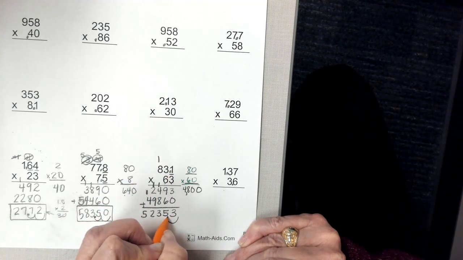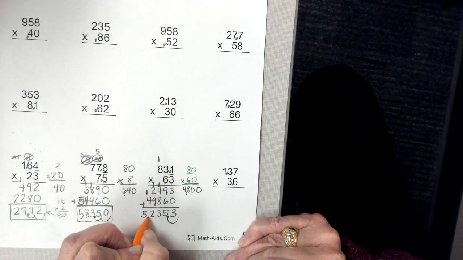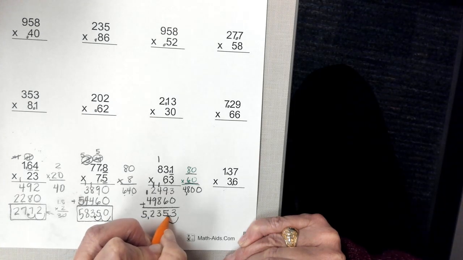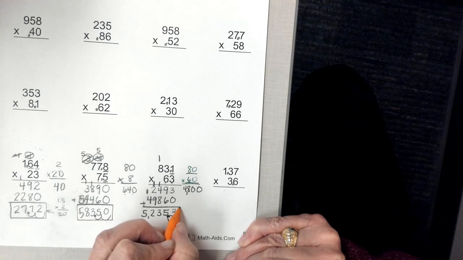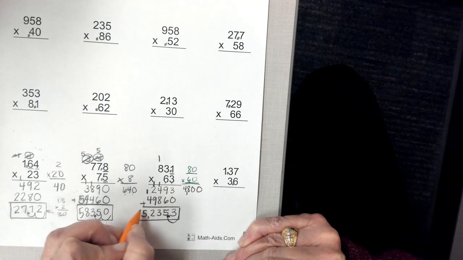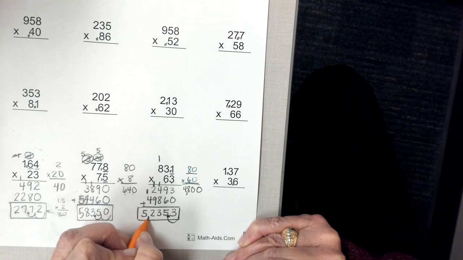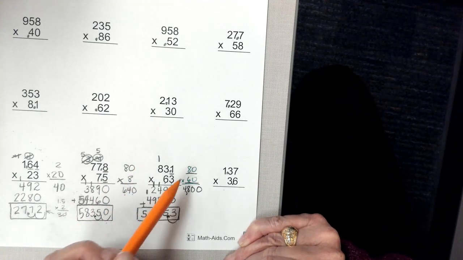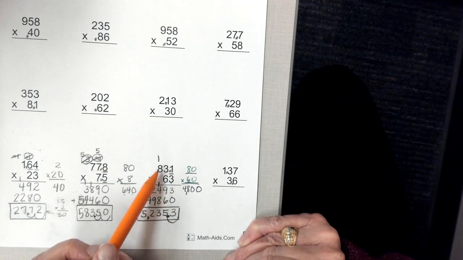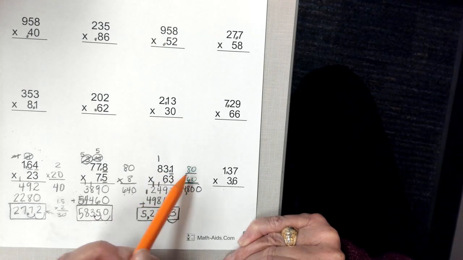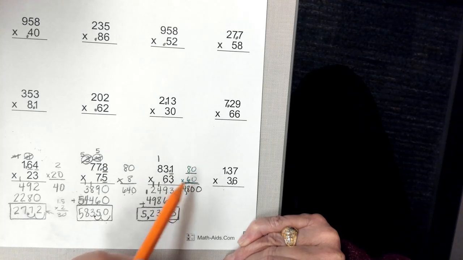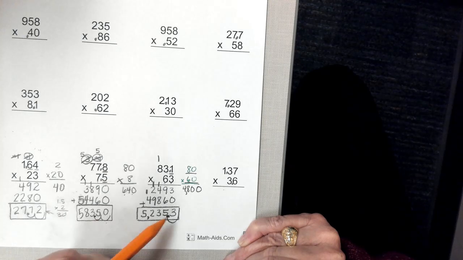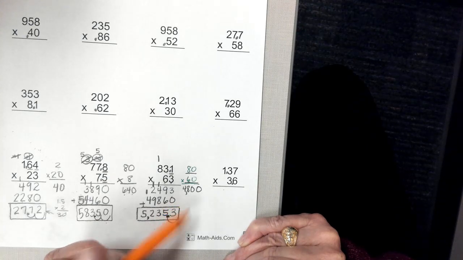so I'm going to bump it over 1 place value. And this answer ends up being 5,235 and 3/10. Make sure that the person grading your paper can tell the difference between your comma and your decimal. And is that reasonable? Well, that does make a reasonable answer because 83 is higher than 80 and 60 is lower than 63. So the fact that my exact answer is larger than my estimate makes good sense.